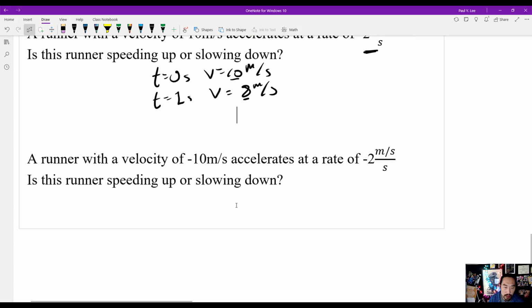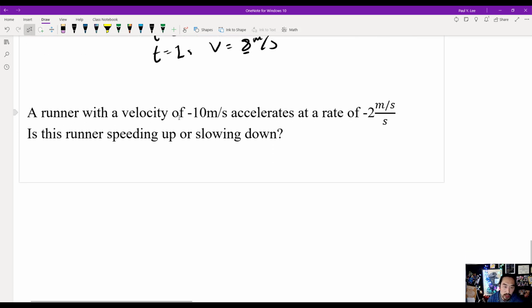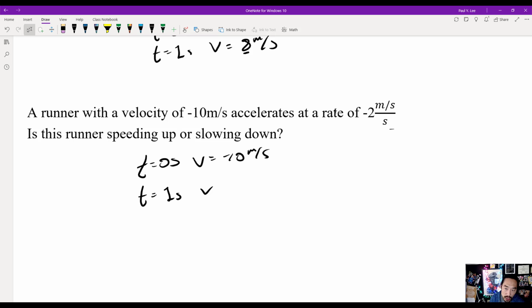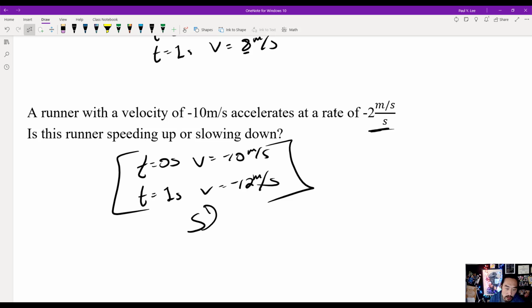And let's take a look at this here. We have a runner with a velocity of -10 meters per second and accelerates at a rate of -2 meters per second squared. So remember the rule of thumb, if your velocity and your acceleration signs are different, that slows down. If it's the same, that means it's speeding up. So at a time of 0 seconds, our velocity is -10 meters per second. And after 1 second, we know that the velocity changes by a -2. So this should be -10 plus -2 gives us -12 meters per second. So in fact, we are speeding up.